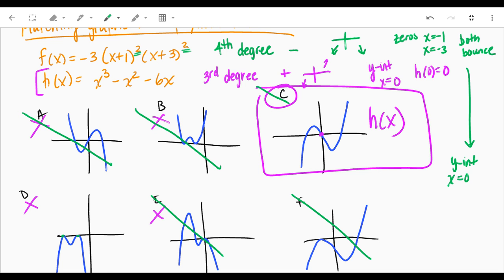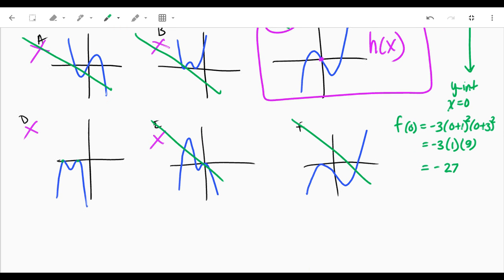The other thing I could do too is the y-intercept, again where x is 0. So I could have f of 0, which would be -3 times (0 plus 1) squared times (0 plus 3) squared. So -3 times 1 squared times 3 squared. So that's -27, which is definitely not E.